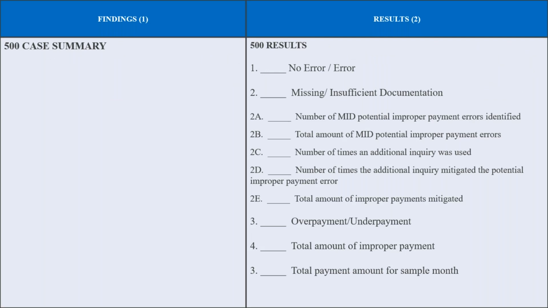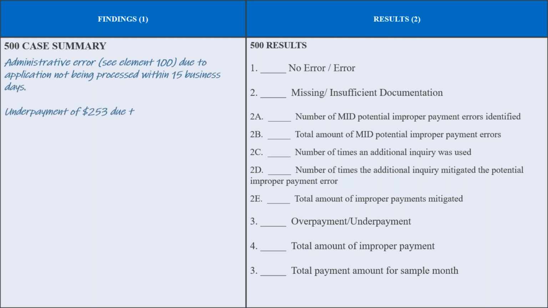All right, finally, element 500, case summary. So this is where we summarize all of the errors that were found in the case. So I've noted that there was an administrative error in element 100 due to the application not being processed in time. And we also found an underpayment of $253 due to the wrong provider payment rate being applied. And that's elements 340 and 410 are cited here.